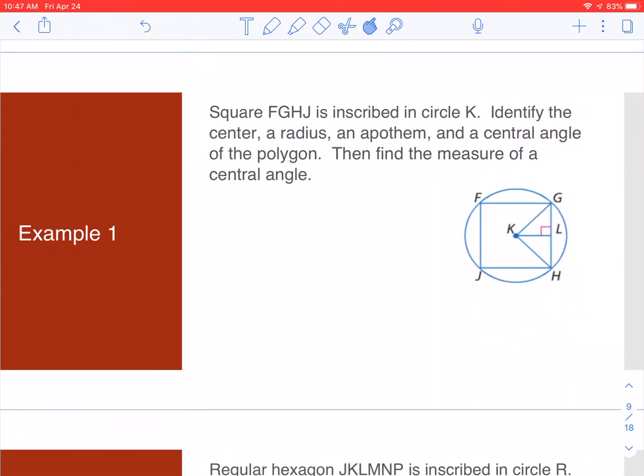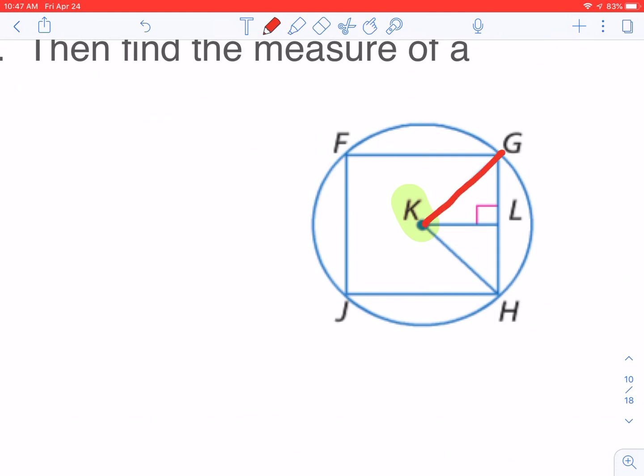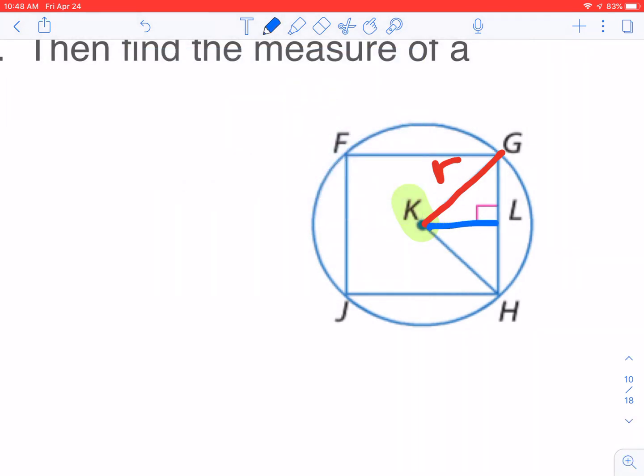Okay, so here's some vocabulary. It says identify the center, a radius, an apothem, and a central angle. Okay, so if we have a square, the center is K. I'll highlight that. The radius, we can say KG is the radius. Put an R there. The apothem, we'll use a different color, is KL, small a.